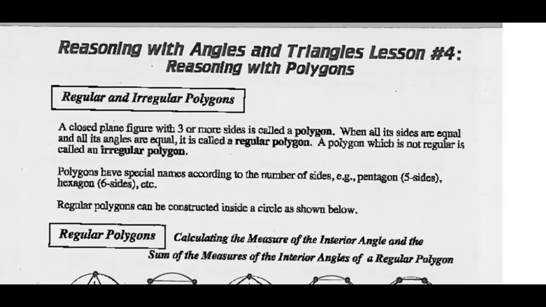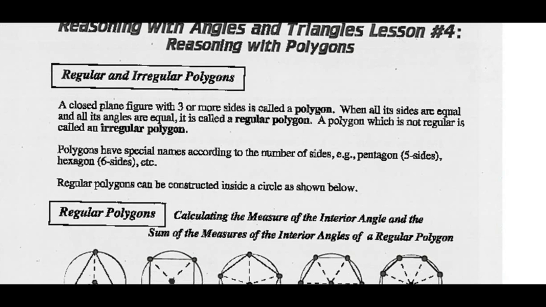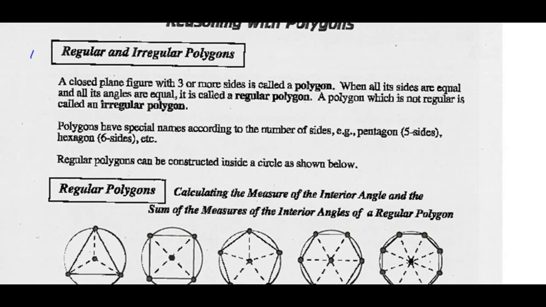Hey, Math 20-2s. Today we're going to look at Lesson 4, Reasoning with Polygons, so a regular and irregular polygon. Definition of a polygon is a closed plane figure with 3 or more sides. When all its sides are equal and all its angles are equal, it's called a regular polygon. A polygon which is not regular is called an irregular polygon.